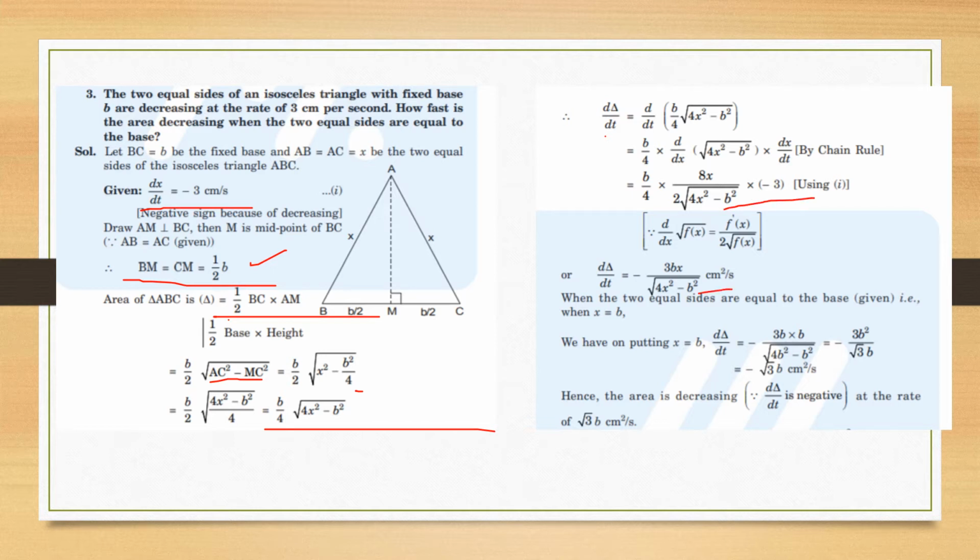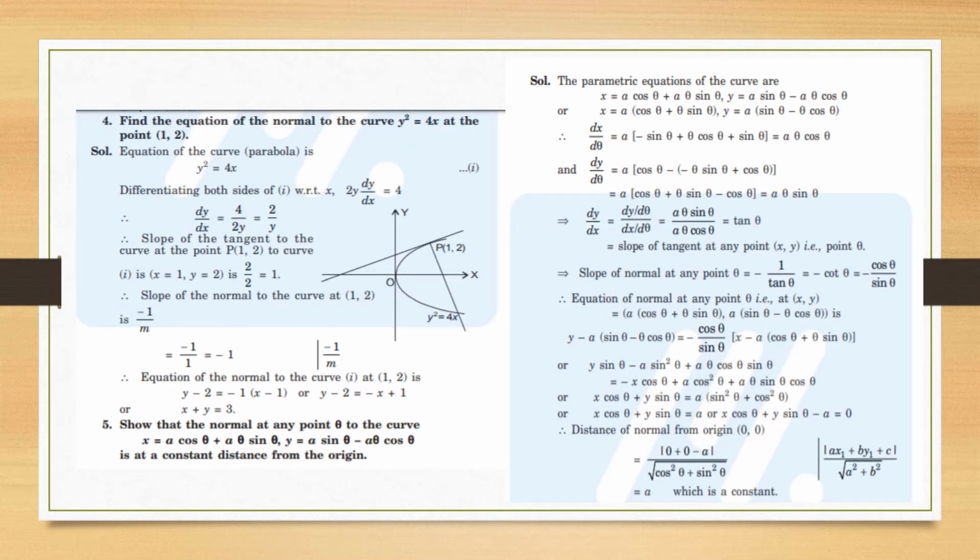The derivative is turning out to be this. Now when the two equal sides are equal to the base, that is x equal to b, check the derivative. You find this derivative is negative, which means it is decreasing. So the area is decreasing at the rate of 3 root 3b centimeter square per second.